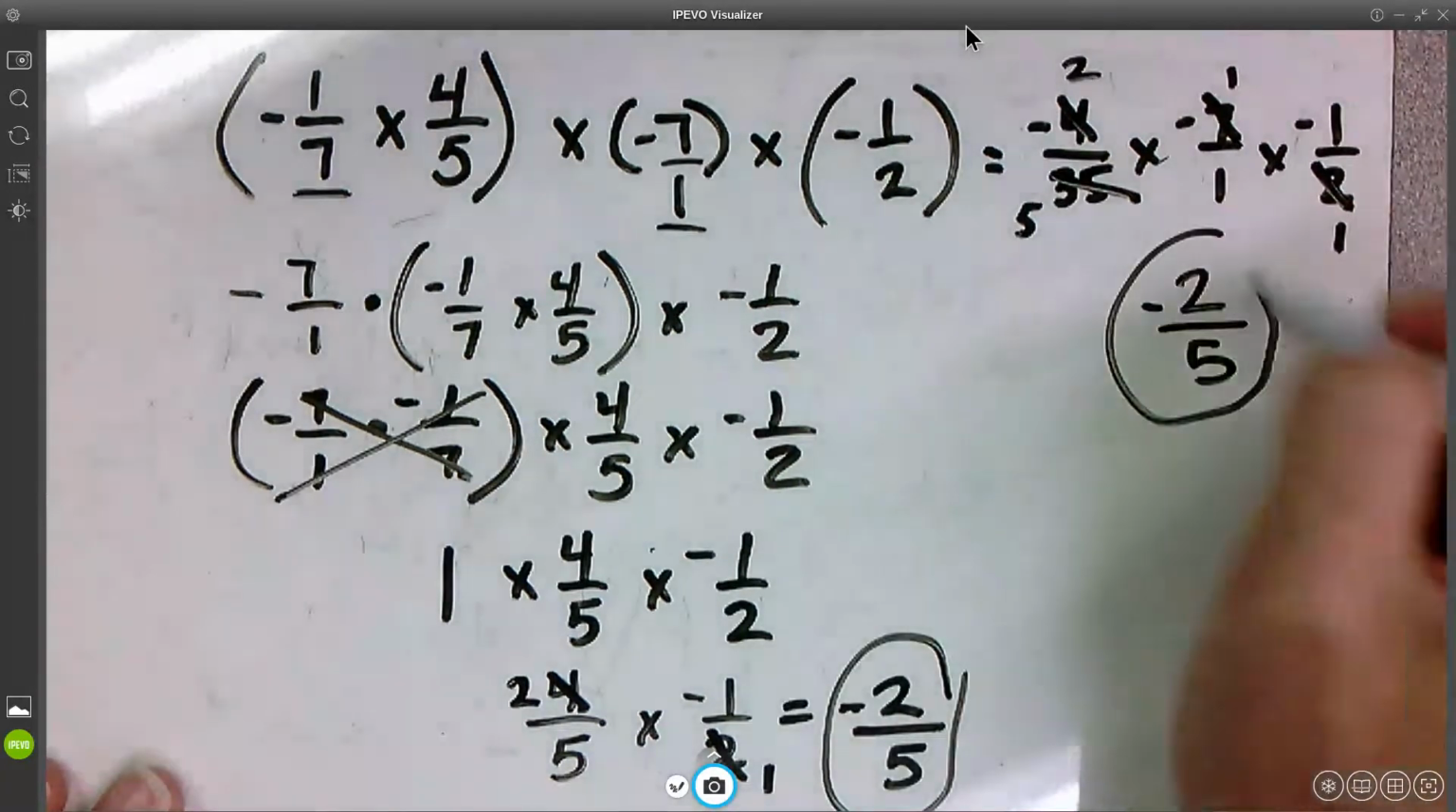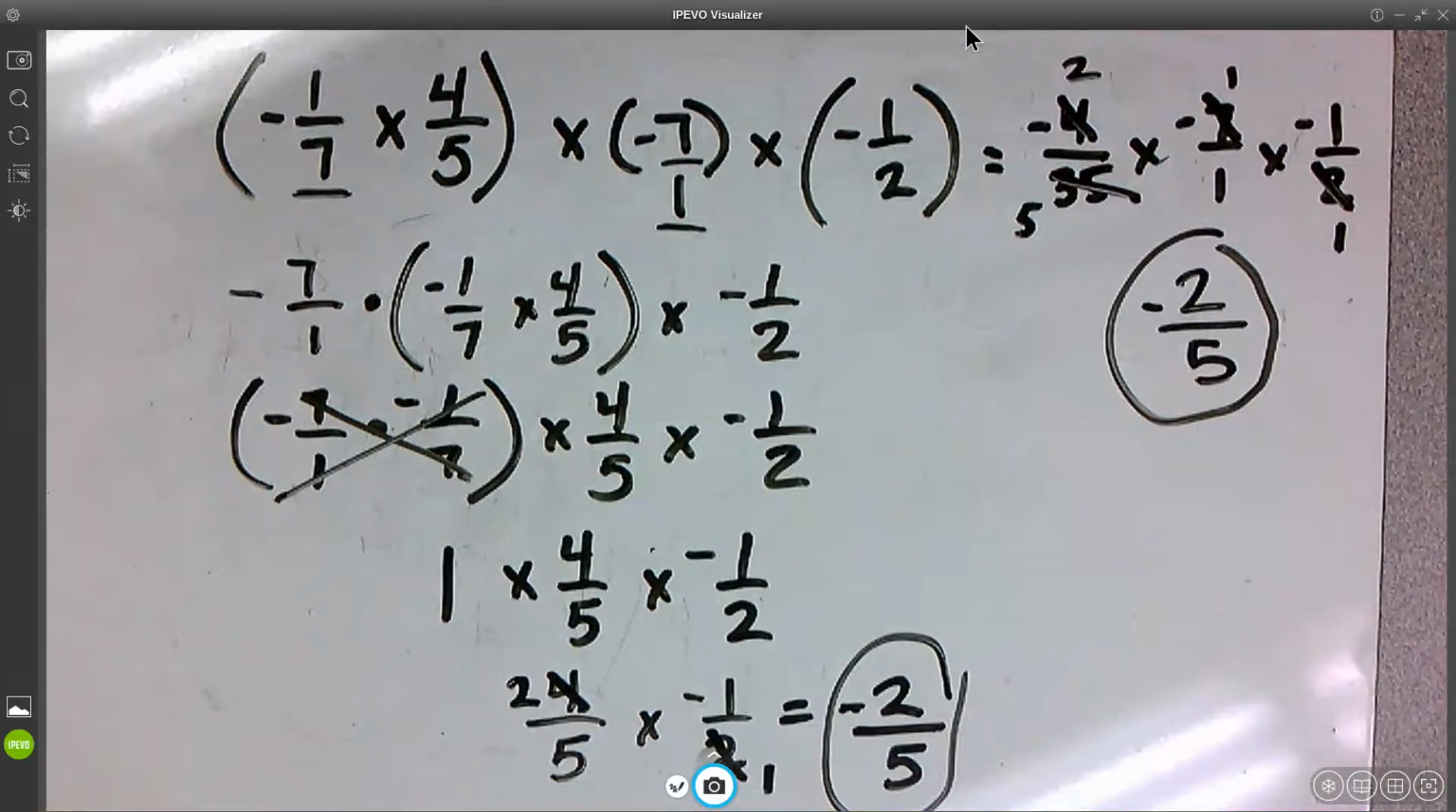So no matter which way you choose to solve the problem, you still get the answer of negative 2 over 5. So don't worry if you don't catch those relationships. If you follow order of operations, you'll still be fine.